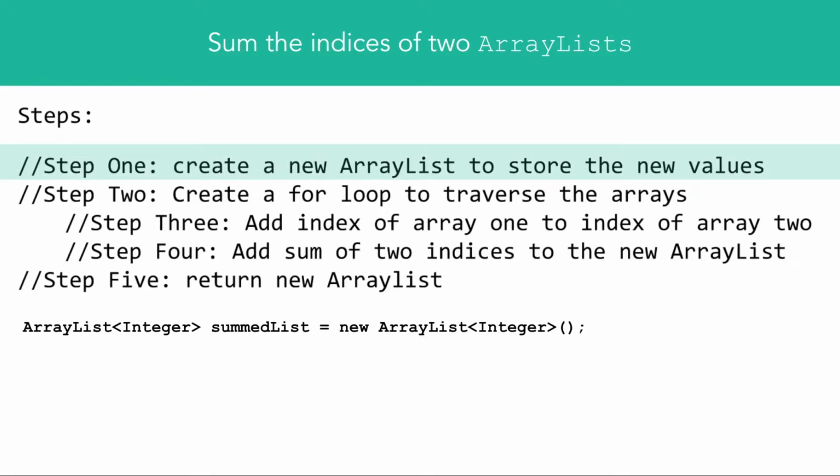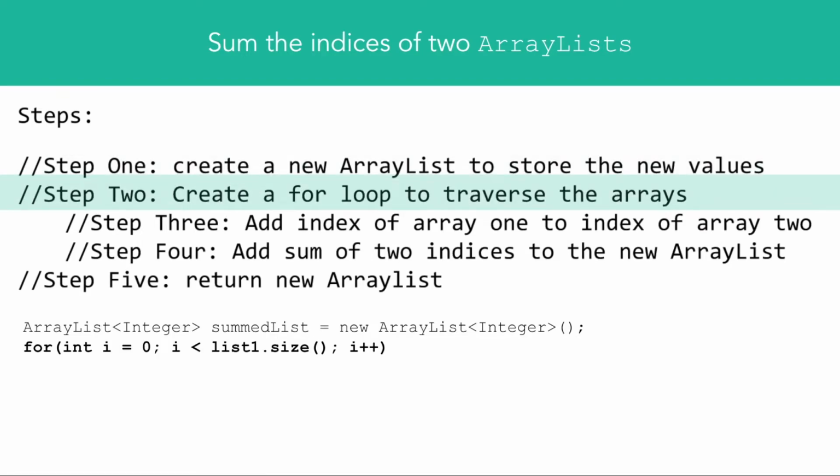Step 1. First, we would need to initialize a new array list. This is the list that will be returned from SumArrays with all of the updated values based on the sum. Next, we need to create a traversal that will allow us to go through the values of the array lists. Since the two array lists are the same size, we can just choose one of their sizes and set the traversal to end at the last index of that list.